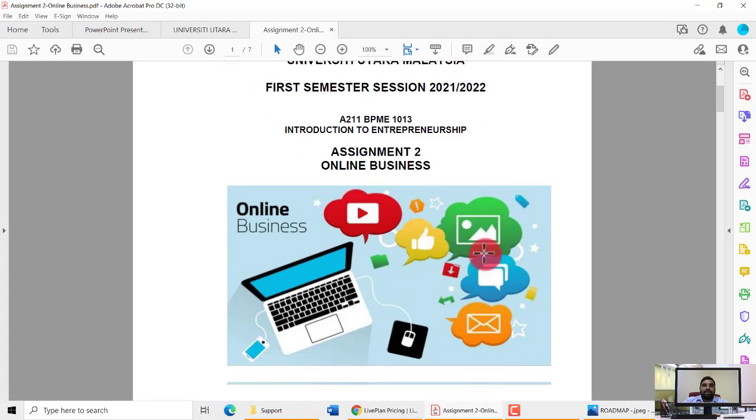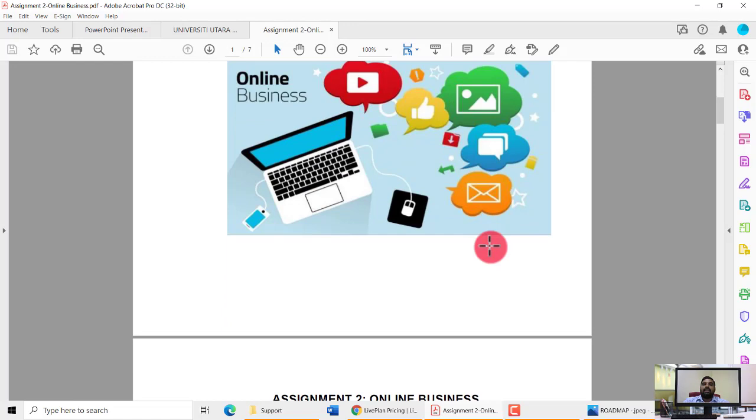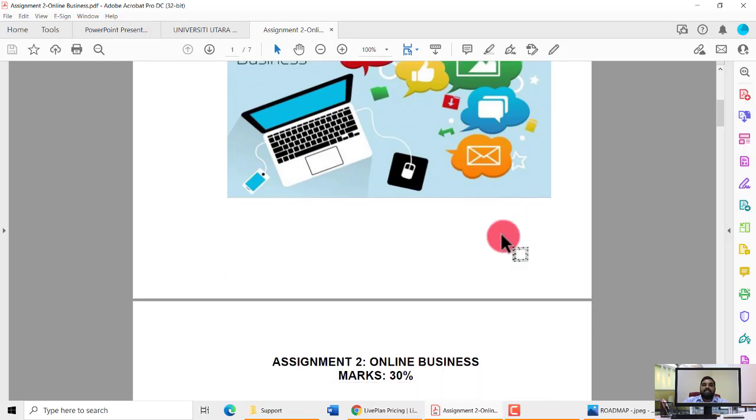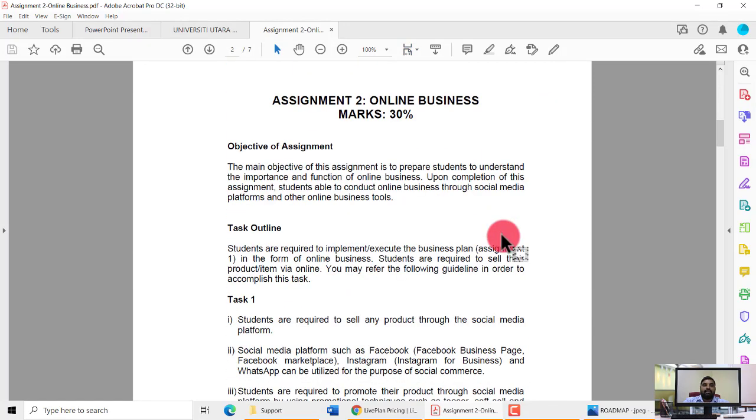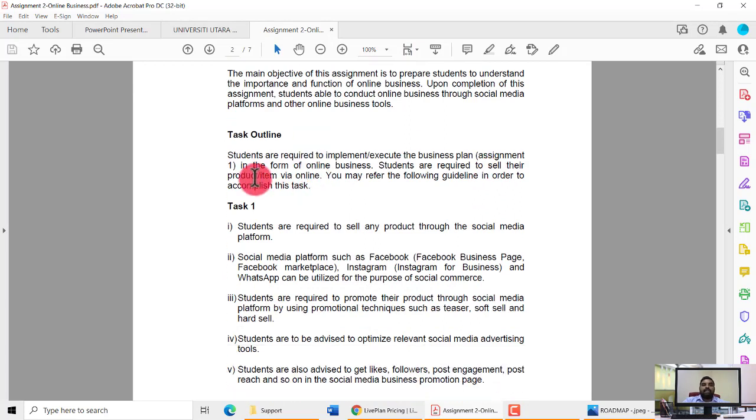Assignment 2 is about the online business. It's very simple. When you prepare your business plan, your task is going to be very simple. Students are required to implement and execute the business plan from Assignment 1 in the form of an online business. So it means you have to do online business. Students are required to sell their product online. You may refer to the following guideline in order to accomplish this task.